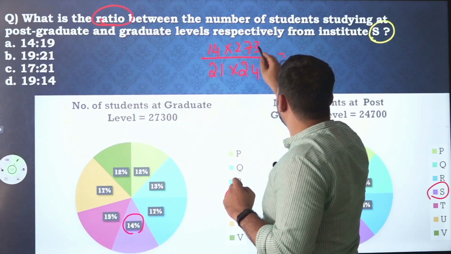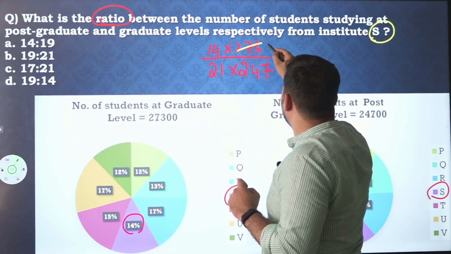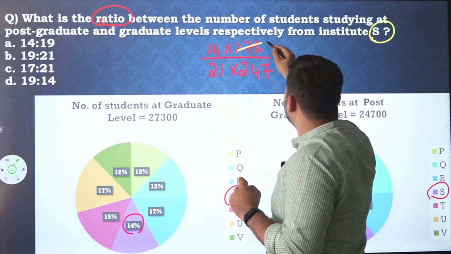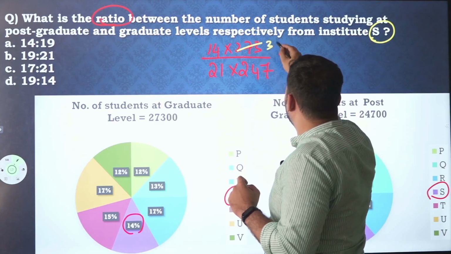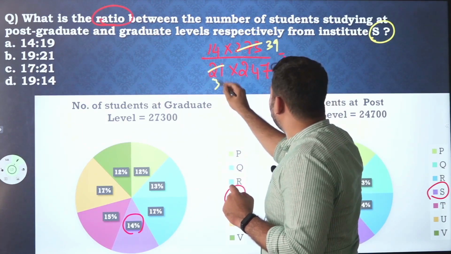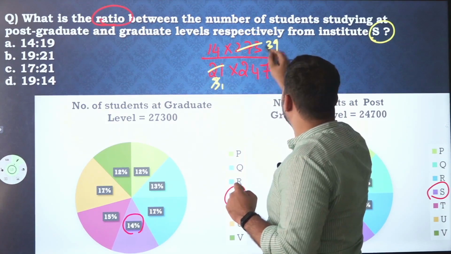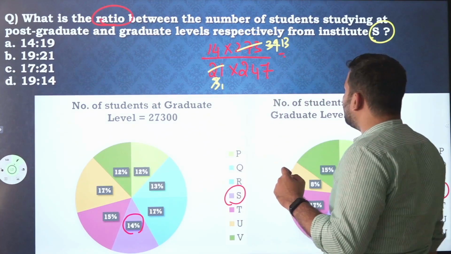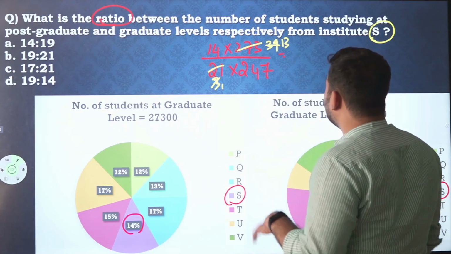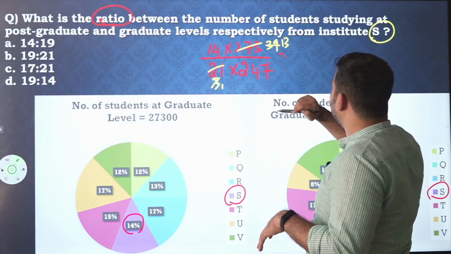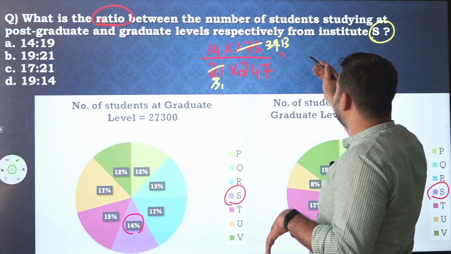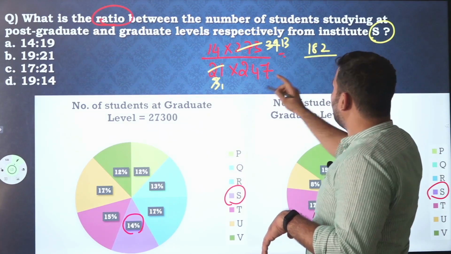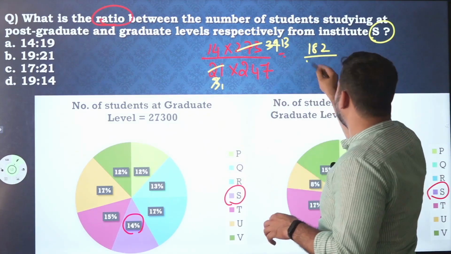This is divisible by 3, or 7. 7 3s are 21, 7 9s are 63, 7 3s are 21. Again, 3 1s are 3, 3 1s are 3, 3 3s are 9. Let's go with this: 14 into 13. How much is 14 into 13? 42, 140, 182. And here we have just 247.